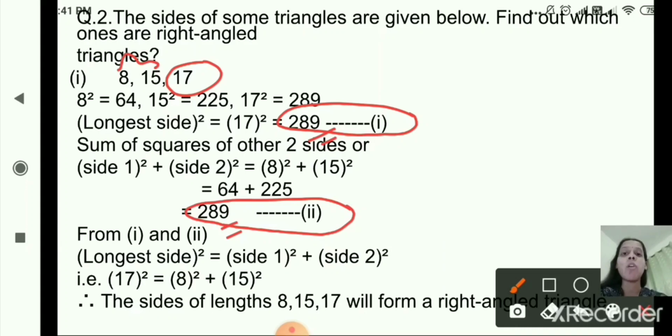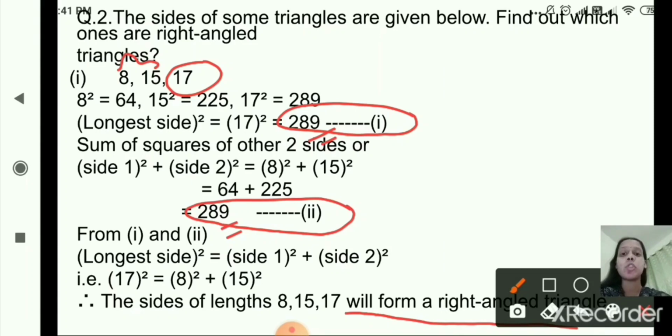angle triangle. Now do not write here this is Pythagorean triplet. The method is same, only in the question we have to find out which ones are right angle triangles. So in the final statement you will write down these sides will form a right angle triangle. Okay, you will not write down this is Pythagorean triplet. If it is asked find out Pythagorean triplet, then only in the final statement you will write down Pythagorean triplet.